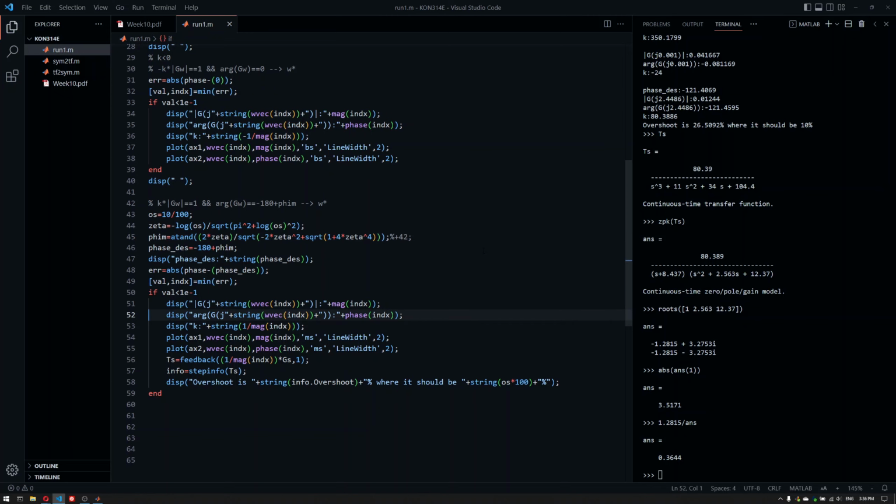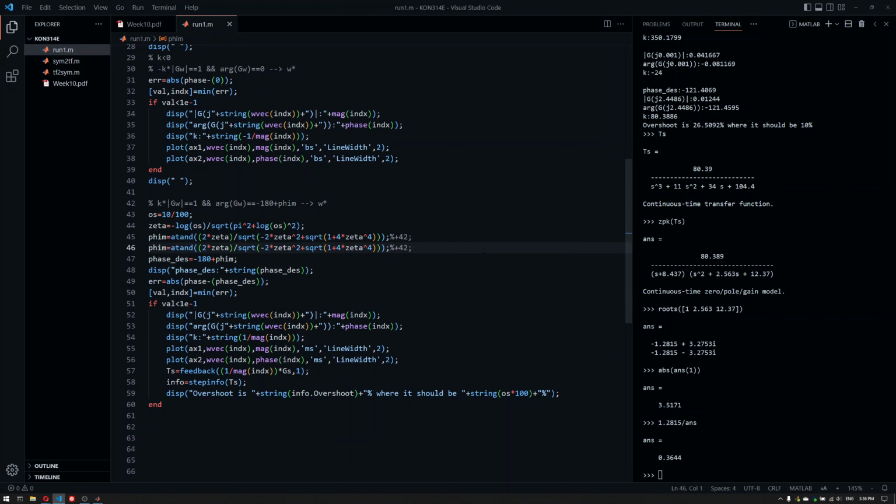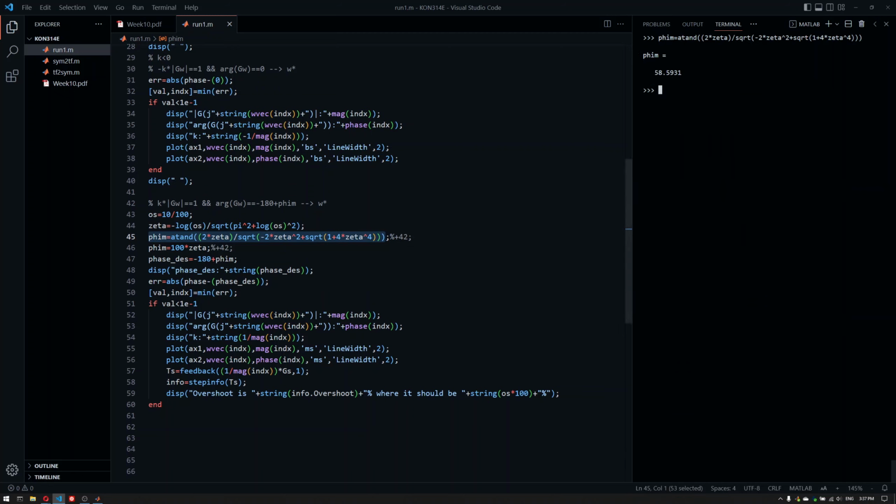There's an easy way to estimate phi m, and that would be just 100 times zeta. It works for certain zeta values. And let me just calculate this one, for example, first. You see it's 58.5. What happens if we use 100 times zeta? It's 59.11. So it kind of works if you use 100 times zeta.